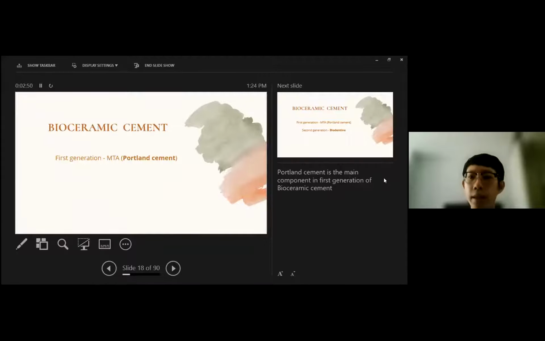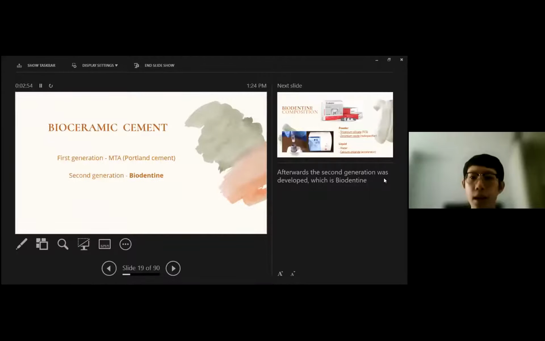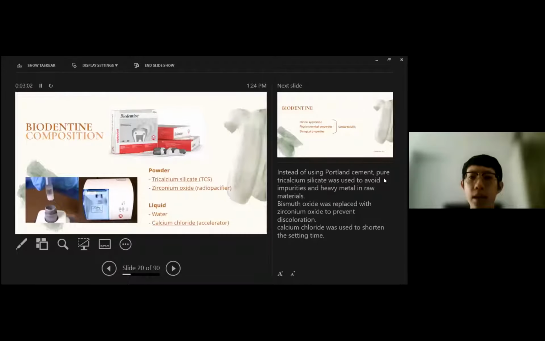Portland cement is the main component in the first generation of bioceramic cement. Afterward, the second generation was developed, which is Biodentine. Instead of Portland cement, the tricalcium silicate was used to avoid impurities and heavy metal in raw materials. Bismuth oxide was replaced with zirconium oxide to prevent discoloration. Calcium chloride was used to shorten the setting time.